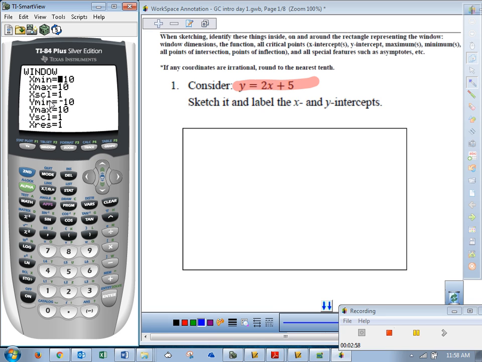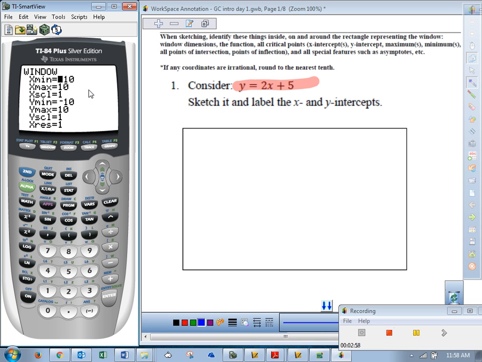And then they do the same thing for the y minimum and the y maximum, and this y scale, counting by ones, and then this x resolution, nobody knows what it means, but it has to be 1, okay? Nobody knows what it means. I'm sure somebody does. I don't know what it means, but I do know that it has to be 1 for this to work, and it should always stay 1 unless you are playing around with your calculator when you're not supposed to.